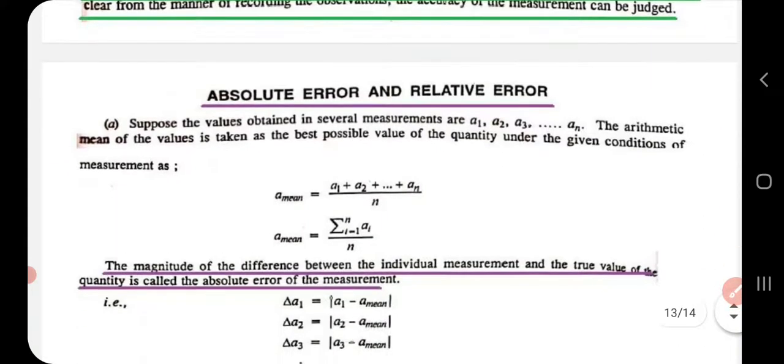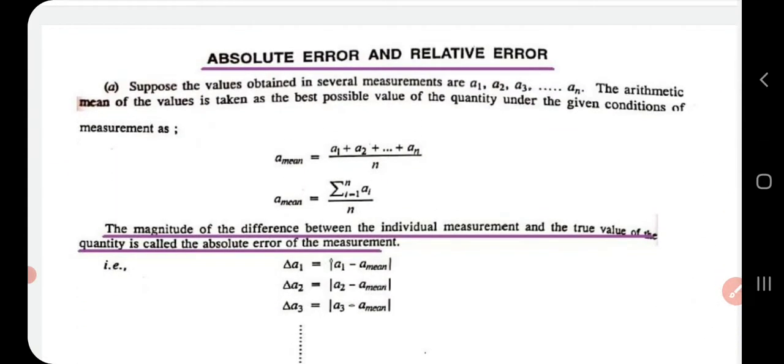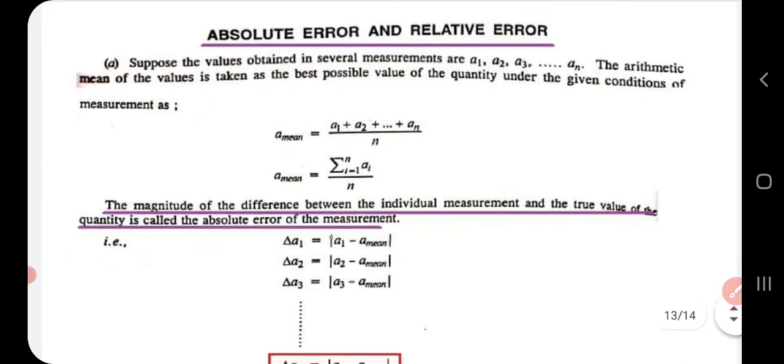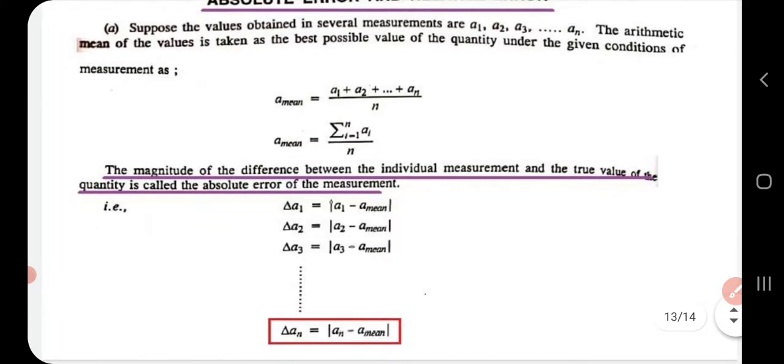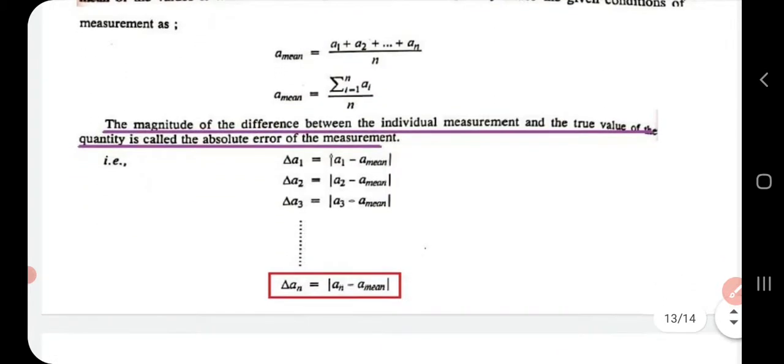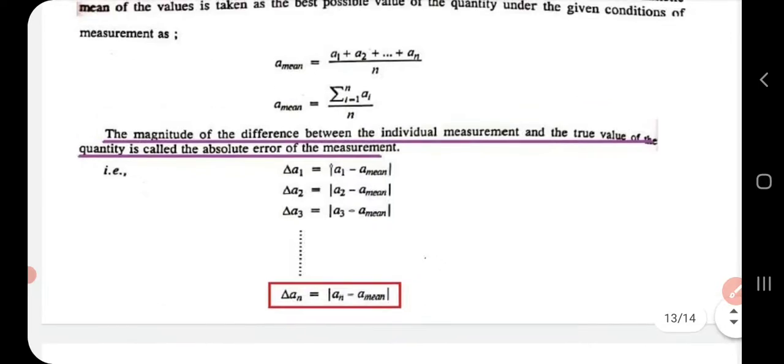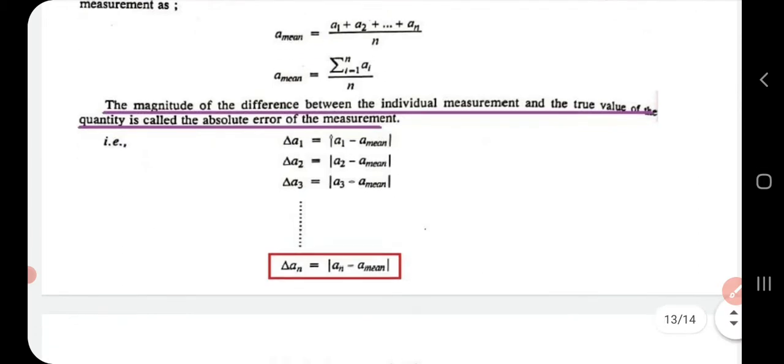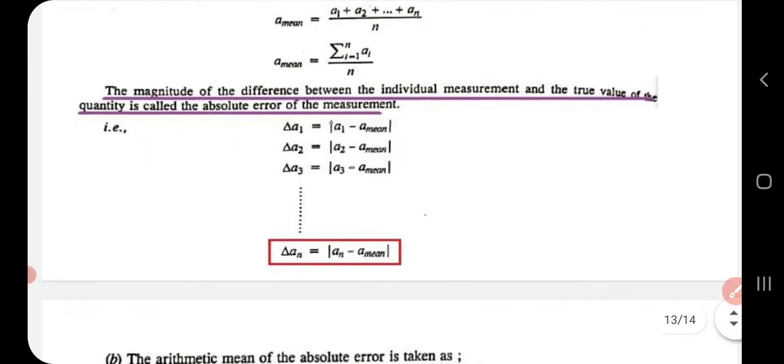Now this is very important: absolute and relative error. Suppose the values obtained in a measurement are a1, a2, a3, up to an. Then the arithmetic mean of the values is a mean equal to a1 plus a2 plus a3 up to an by n, that is, summation from i equal to 1 to n of ai by n. The magnitude of the difference between the individual measurement and the true value of the quantity is called absolute error. That is, delta a1 will be a1 minus a mean. You are subtracting each of these values from the mean value that you obtained. So absolute error, in short, you can write as delta an equal to modulus of an minus a mean.